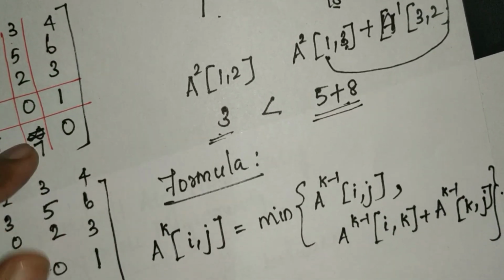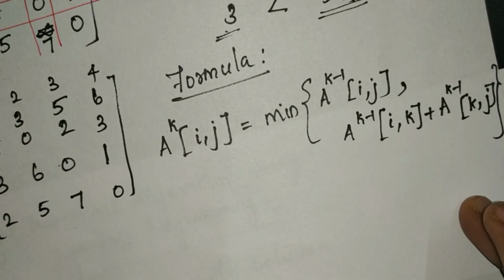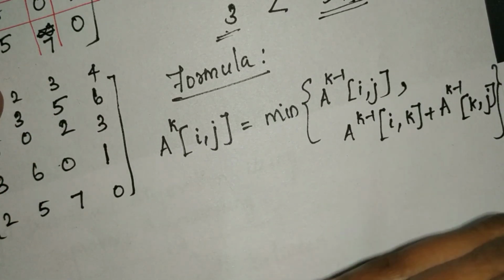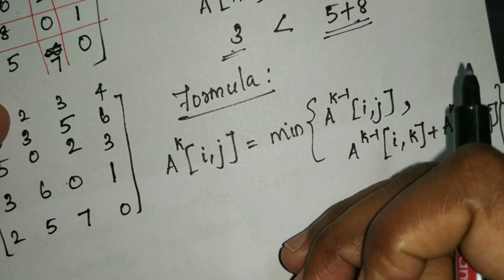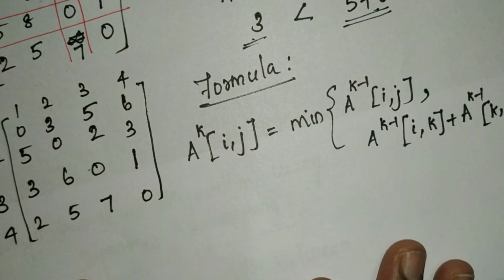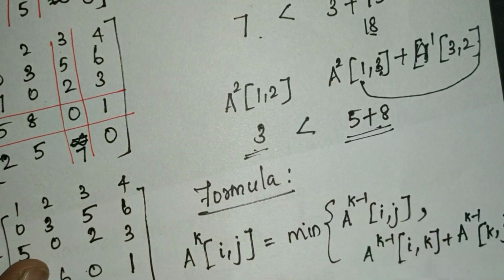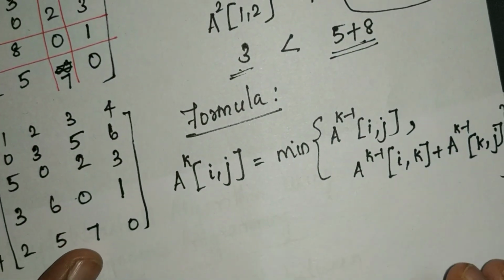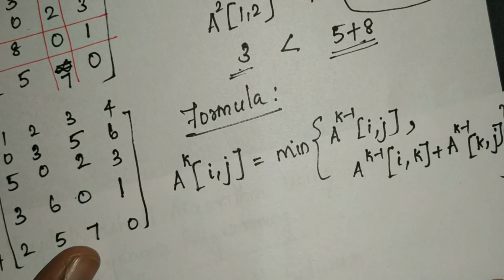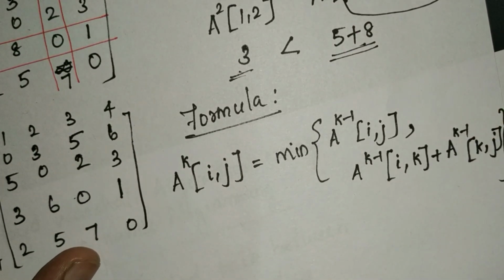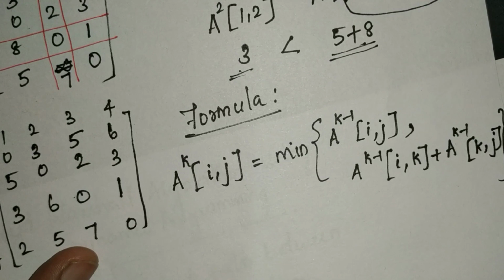So we have calculated the formula. After taking this formula, we have to apply it. For our easier understanding, we took the example, solved it, and then came to the formula. So this is how Floyd Warshall's algorithm is useful in finding the shortest path between every pair of vertices. Thank you.